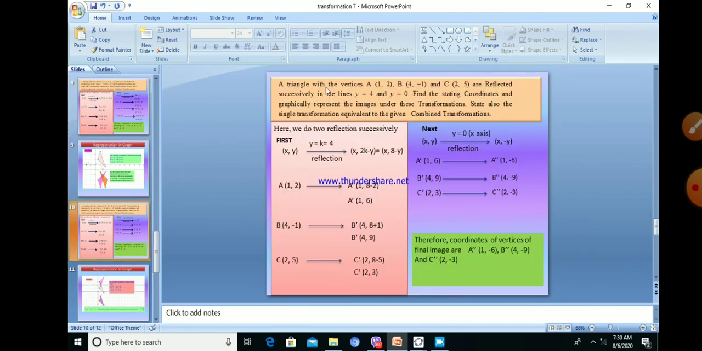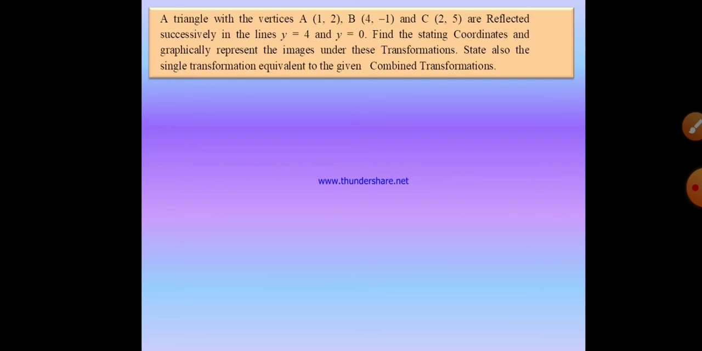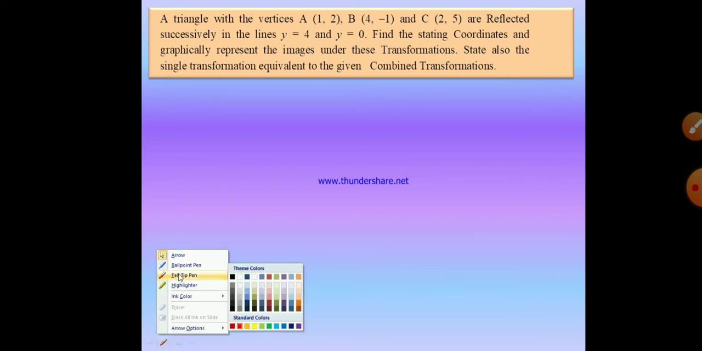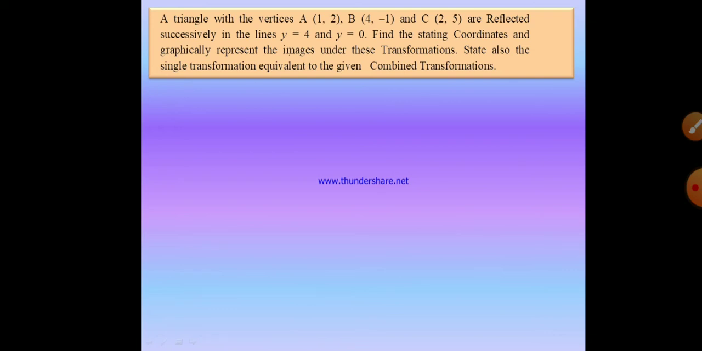Okay, now let's see this question. In this question, there are also two successive reflections. Let's talk about the type of reflection here. One is reflection on y equals 4. It is the first action we need to do, which is followed by reflection on y equals 0.